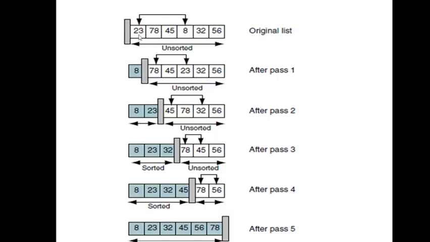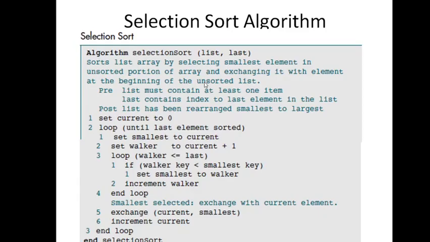In the first iteration, we swap 8 with the 23. So that is because after scanning the entire list, 8 is found to be the smallest value, and so it gets swapped with the first element. So that is the way the selection sort is implemented.